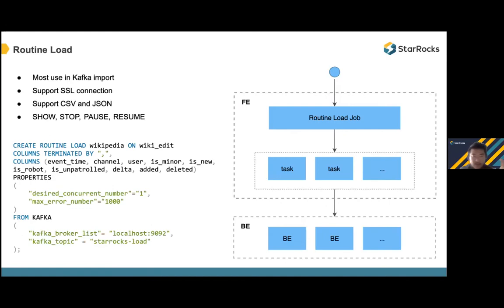The next example is Routine Load. This one is more for Kafka import. It supports SSL, supports CSV and JSON, and you can use commands to show, stop, pause, and resume the whole process. At left, you can see an example using SQL to create the routine load job, where you can configure things like the Kafka cluster IP, port, and max number of errors. And at the right side is the architecture showing how StarRocks implements this task.